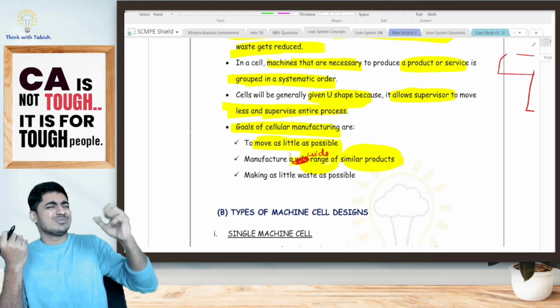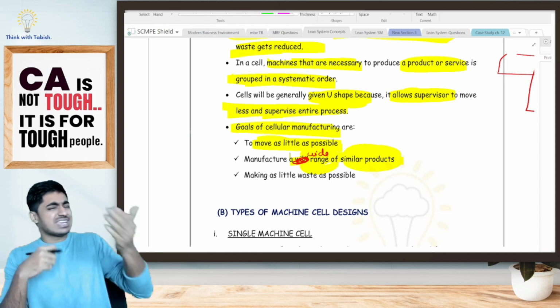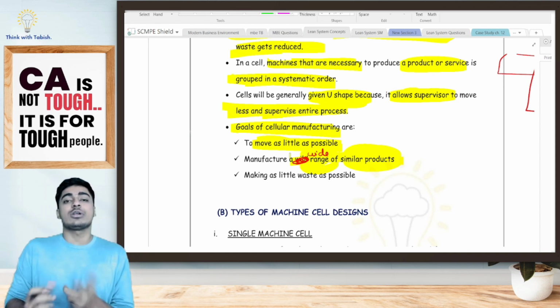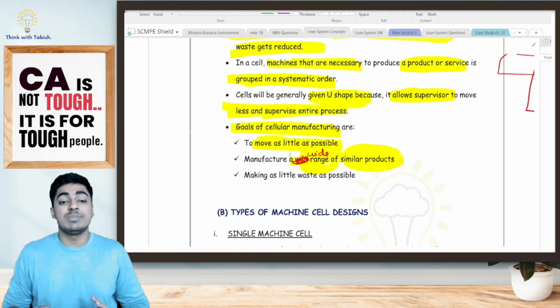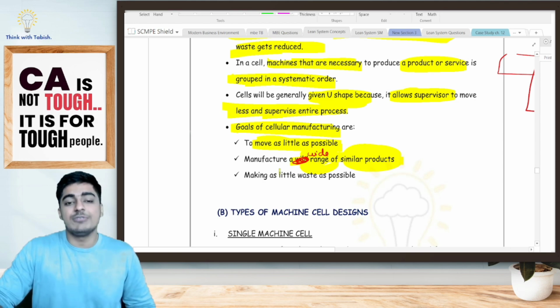Sunroof, one without a sunroof. One with the extra airbags, one without. So a wide variety of the same product we can do if we are implementing cellular manufacturing. Is it clear? And making as little waste as possible.